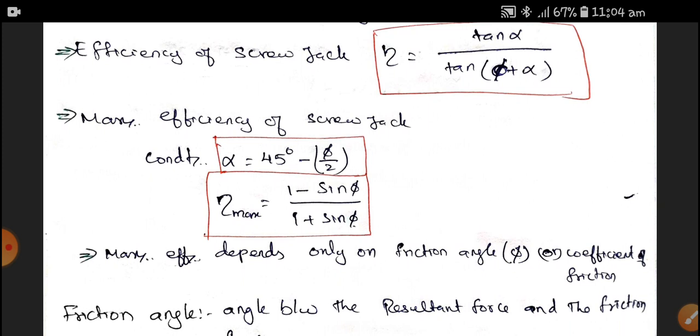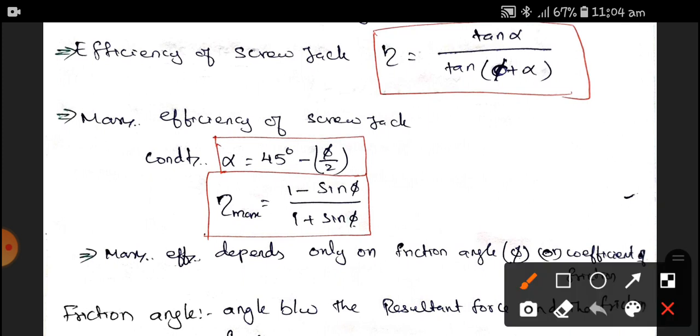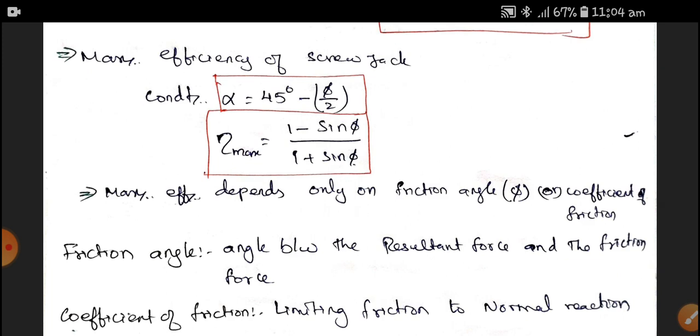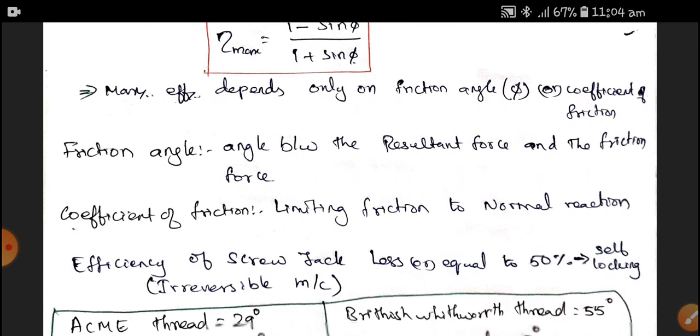And the maximum efficiency depends on the friction angle phi, or the coefficient of friction. So this you have to understand. It depends only upon the friction angle, not on the helix angle. Okay. Next, we have to know what is meant by a friction angle.